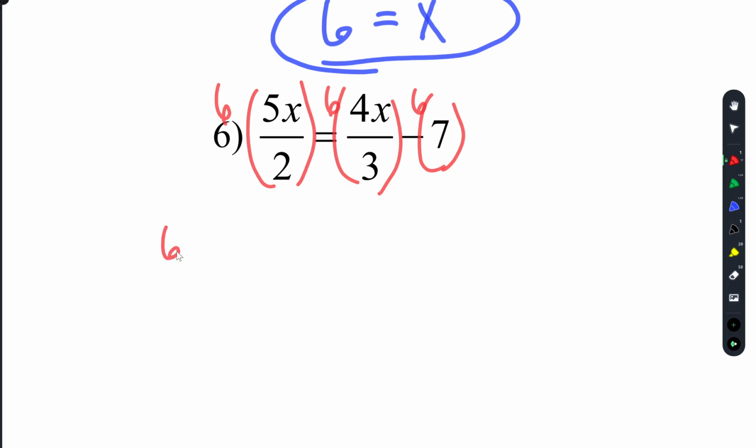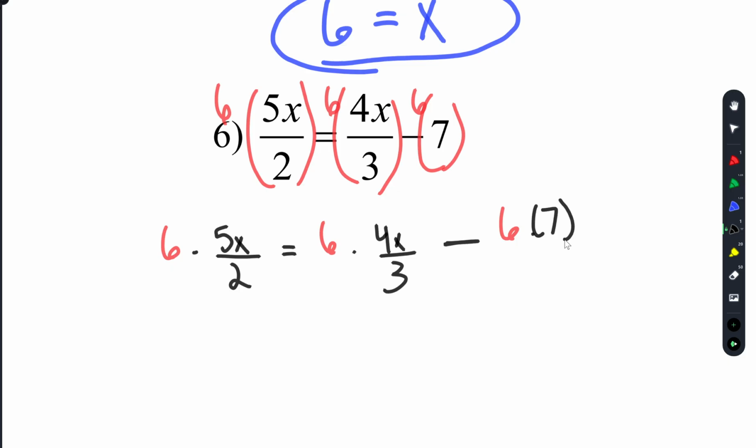I'm going to write this over because this looks too crazy. So I'm going to go 6 times 5x over 2, 6 times 4x over 3 minus 6 times 7. Why do we do that? This feels worse. You're going to now take 6 divided by 2.